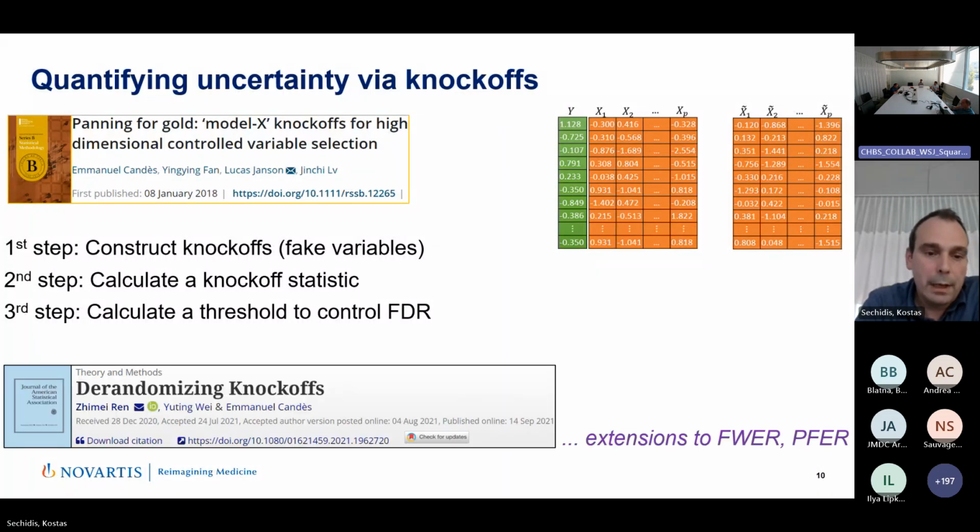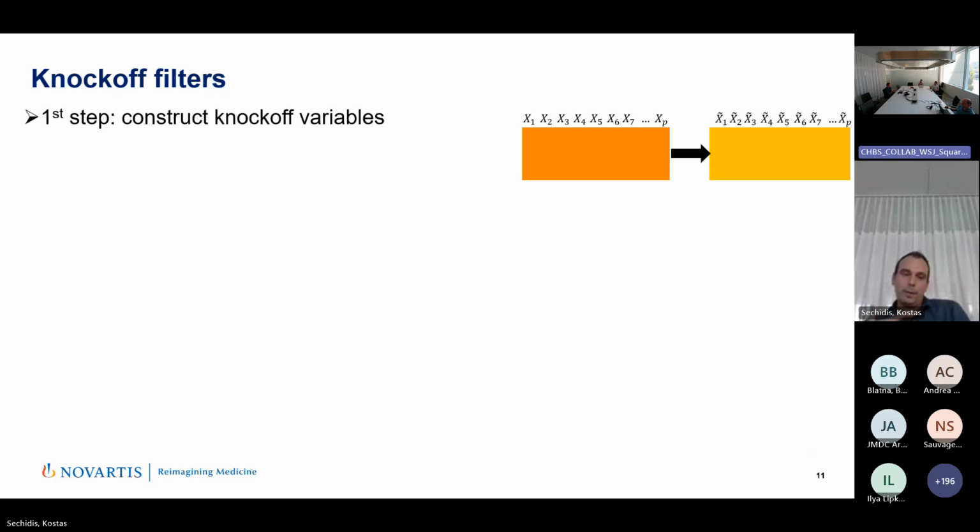And a few years later, they also had follow-up work showing how we can use this machinery to control the family-wise error rate or the per family error rate. So the 3 error measures that I talked about earlier. So in this slide, I will try to go into a bit more detail, but without getting too technical.